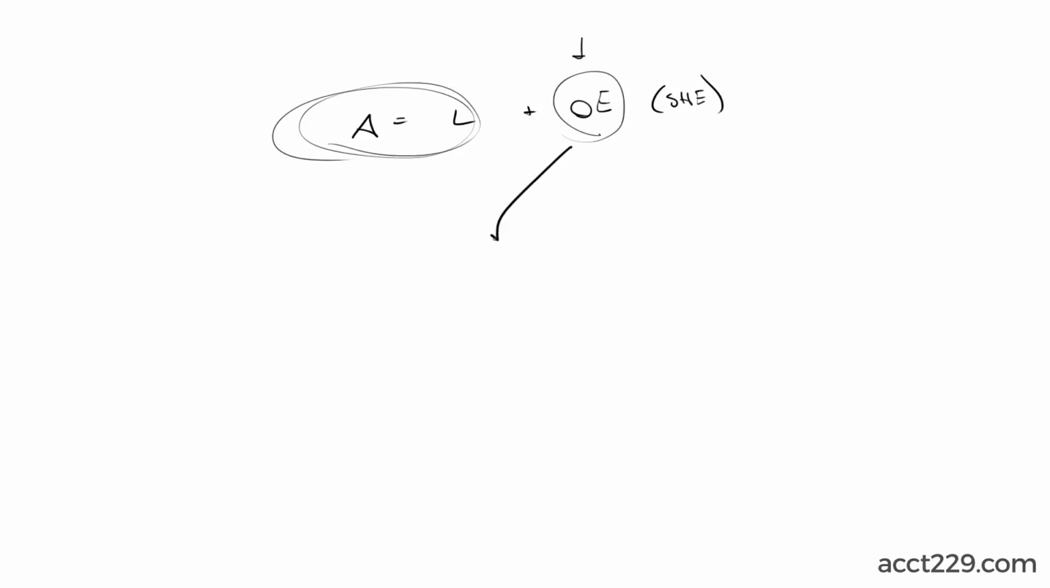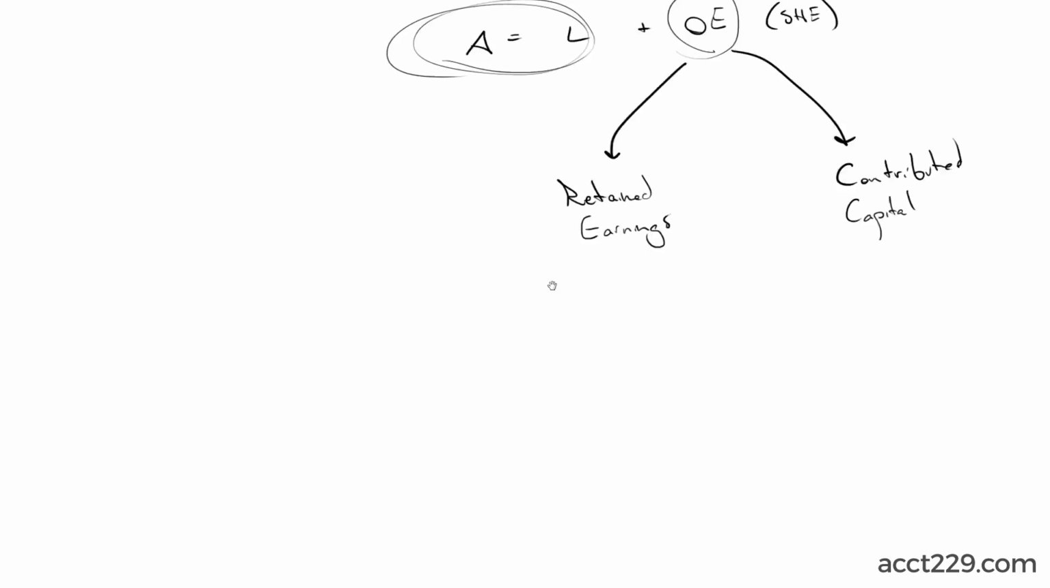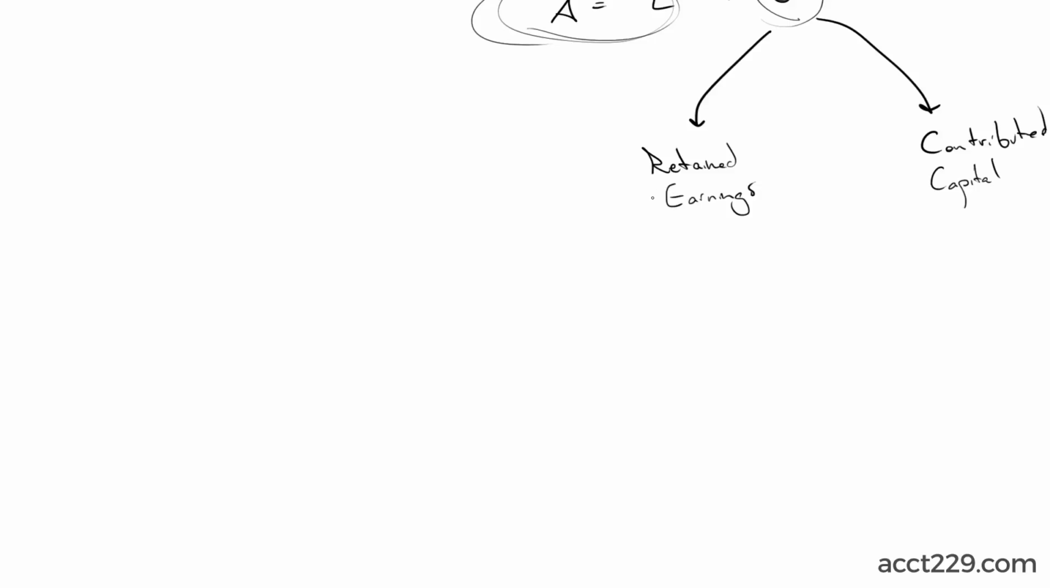So owner's equity is made up of two pieces. You've got one called retained earnings, and the other is called contributed capital. Let's take a look at retained earnings first. So what does retained earnings mean? Well, words have meanings, so these are the earnings that we have retained, right? These are the earnings that we have kept. You can think of this as kept earnings, earnings that we've held on to.